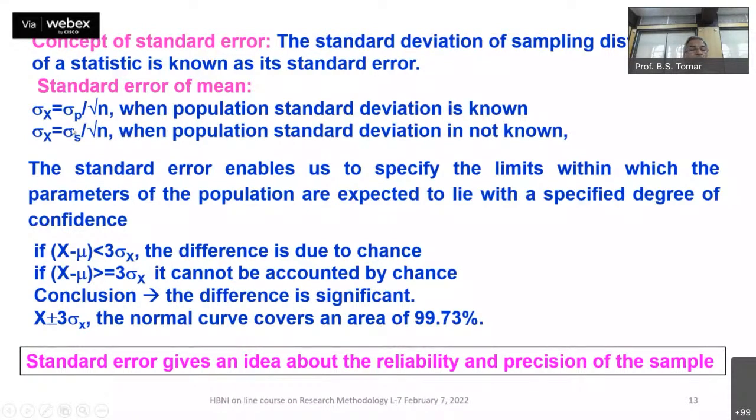So this standard error, what we are telling, gives an idea about the reliability and precision of the sample. Sometimes you may find it a little confusing when we say precision. Precision is the repeatability of a measurement. But you can see here, this is also derived from the standard deviation. The standard error of mean is actually sigma s by root n. So when you take a large number of measurements, essentially you are improving the precision of your measurement and also the accuracy. You are becoming closer to the true value.